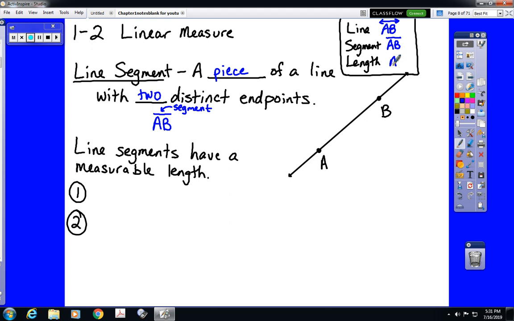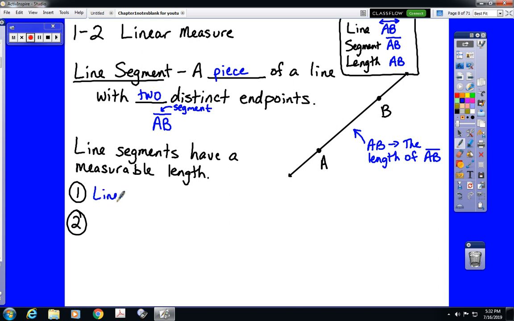And if we wanted to know the length between A and B, we would just say AB with no line over it at all. Okay? So AB is the length of segment AB.